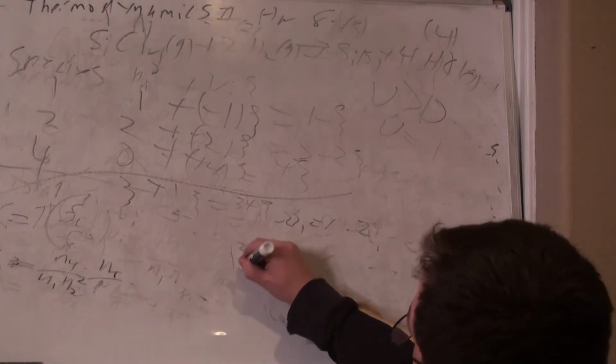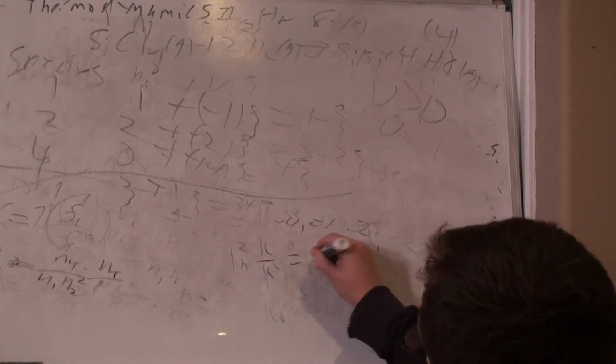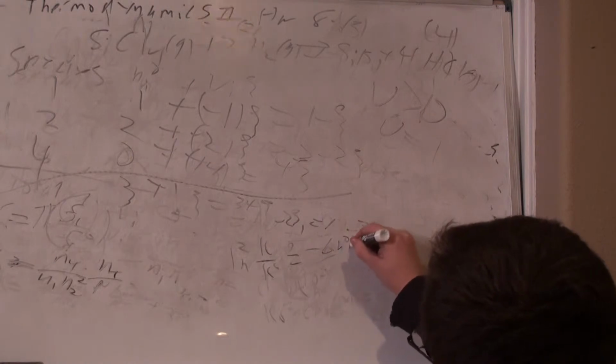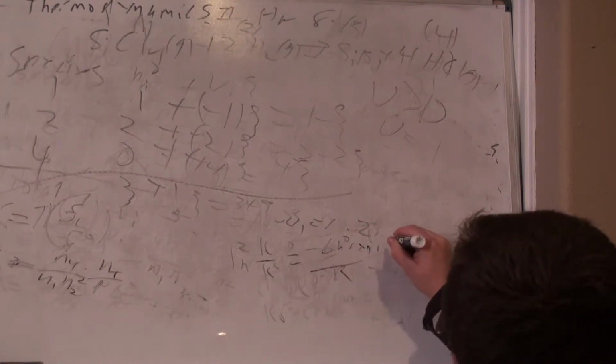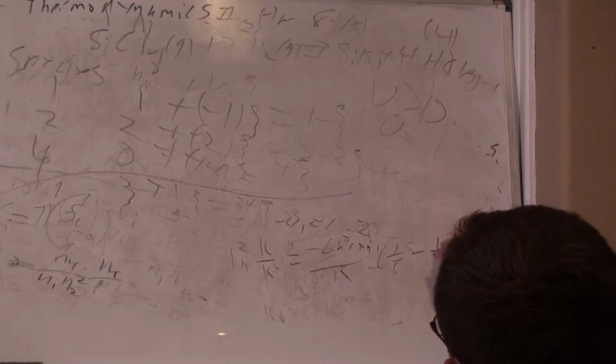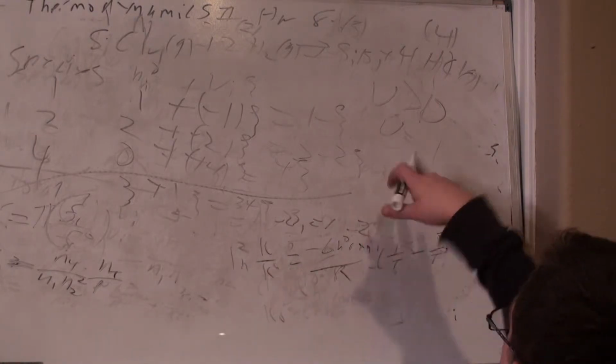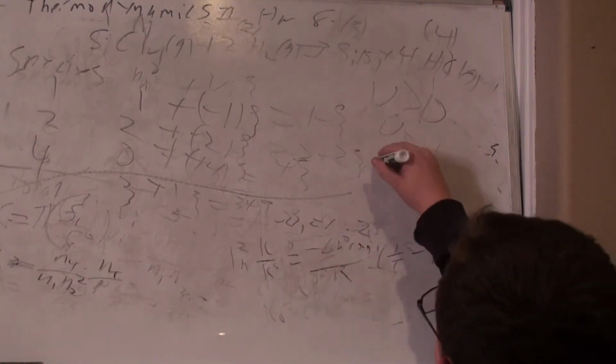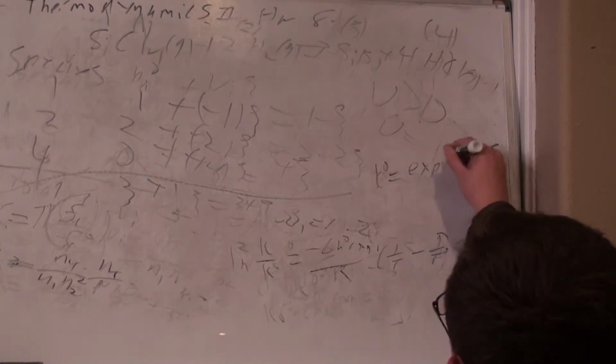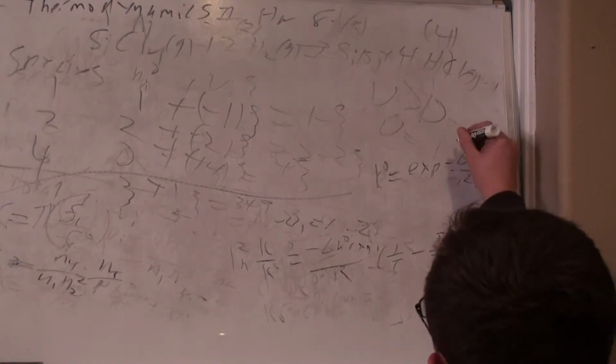So the natural log of K over K naught is equal to minus delta H naught of reaction over R, times 1 over T minus 1 over T naught. We're going to assume delta H is constant. Then K naught is equal to the exponential of minus delta G naught of reaction over R T naught. And what's T naught in this case? It's 298.15 K, or 25 degrees Celsius.